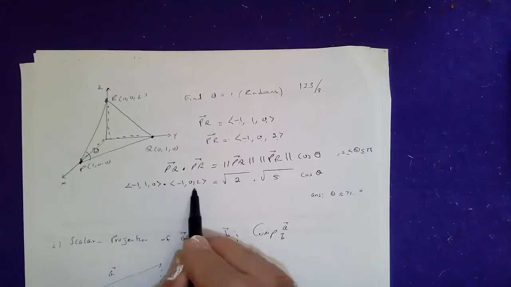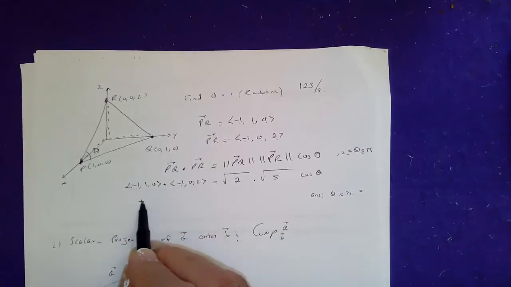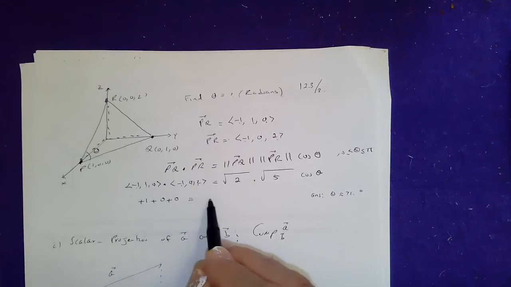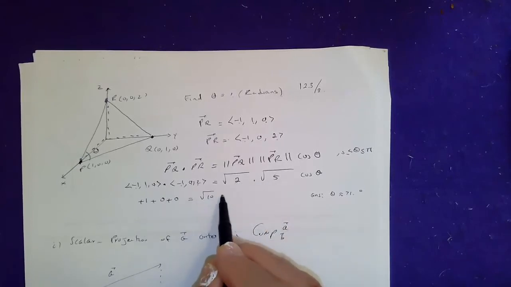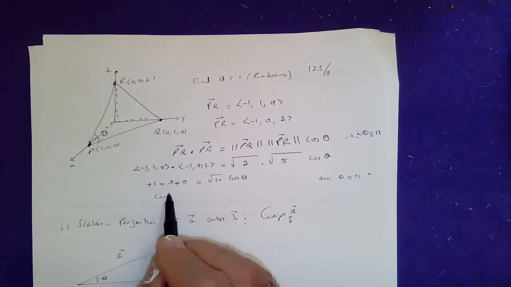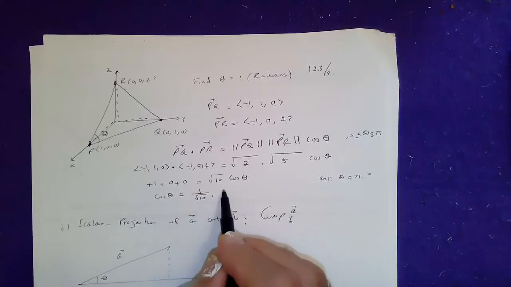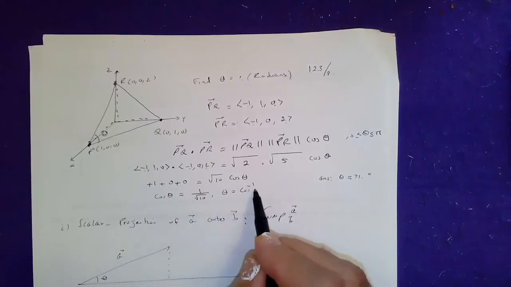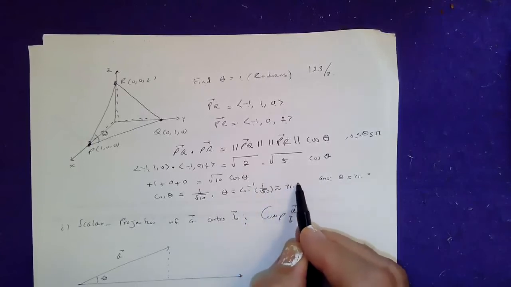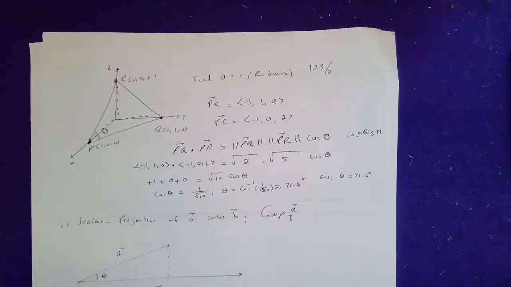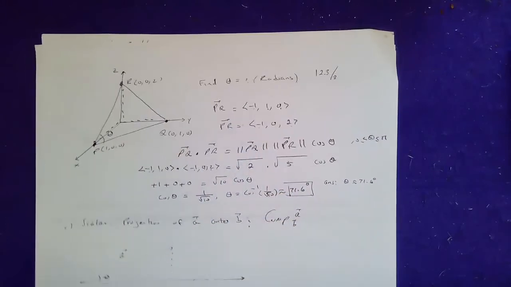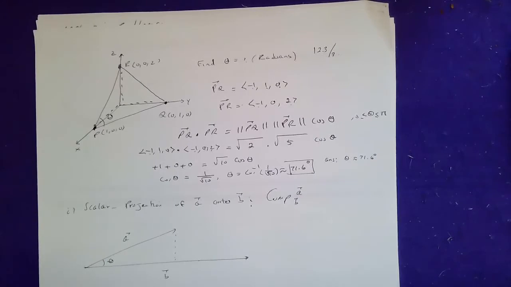But remember, the dot product is a number, so -1 times -1 is +1, 1 times 0 is 0, 0 times 2 is 0. And square root of 2 times square root of 5 is square root of 10. So you get square root of 10 cosine theta. So cosine theta is 1 over square root of 10. So theta is cosine inverse of what? 1 over square root of 10, which is about 71.6 degrees. So that would be the angle between these two vectors, which we found by the alternative formula for the dot product.